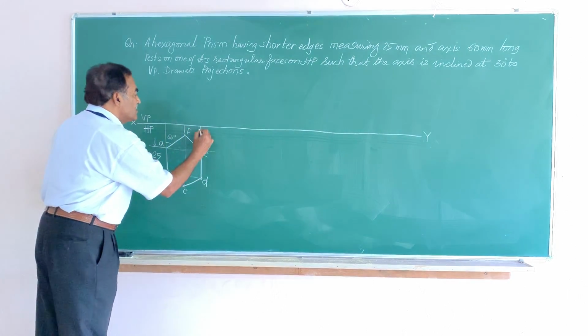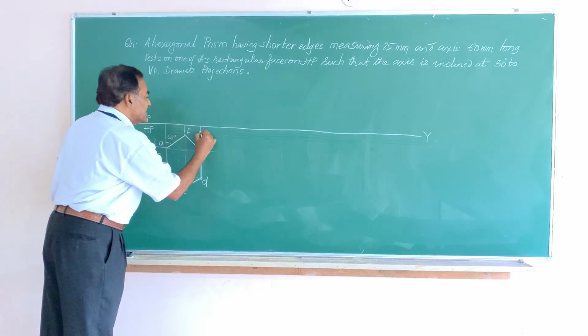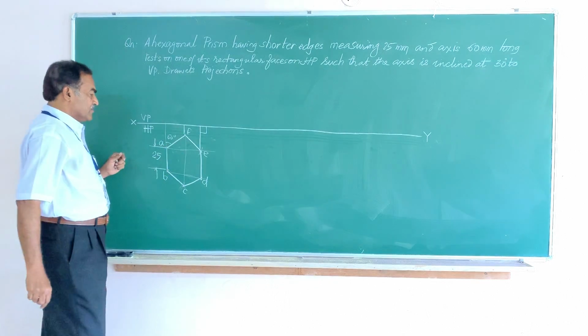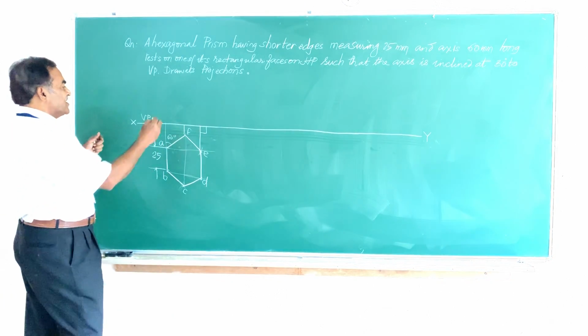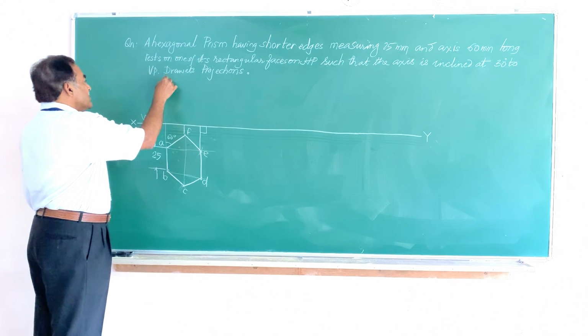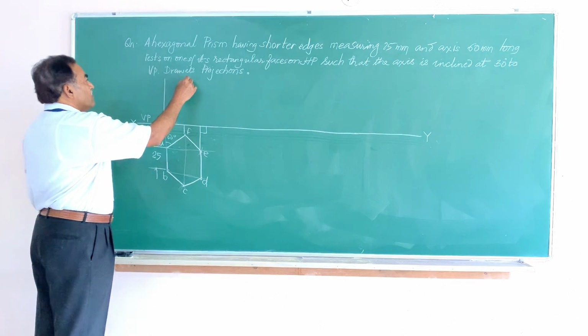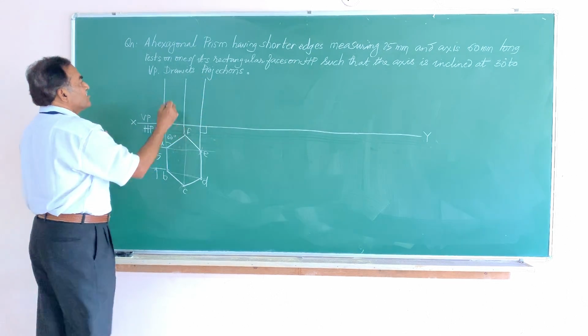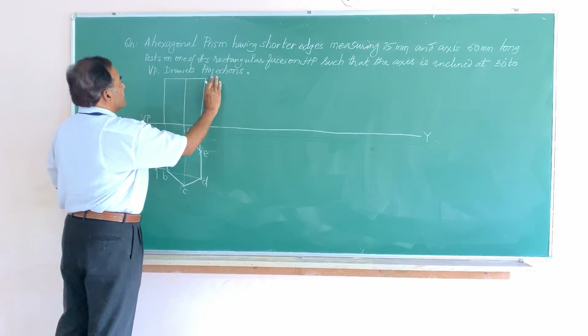Here you can observe that this edge ED on which the object is going to rest later on is perpendicular to VP. So let me complete the front view of the solid. I told you in the beginning itself that it is going to be a rectangle. 1, 2, 3 rectangles you get, and this is the front view.